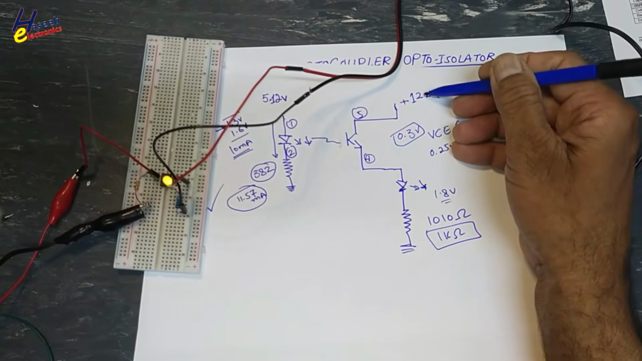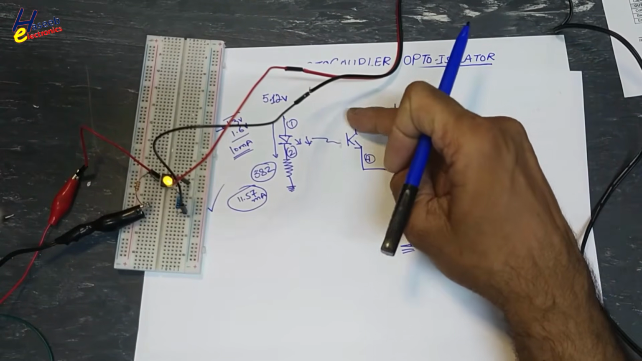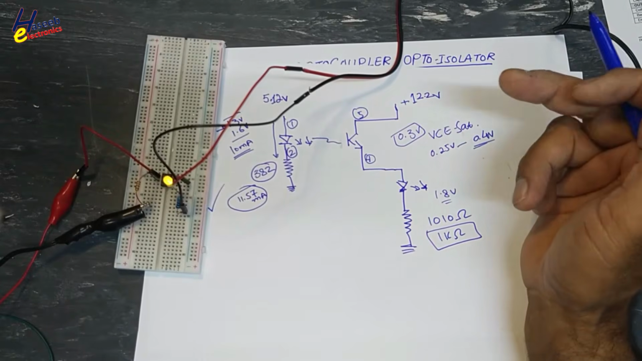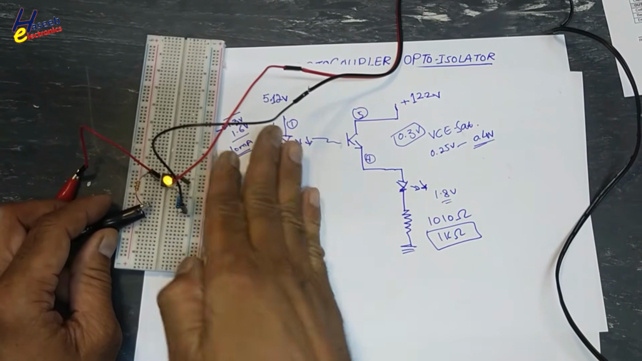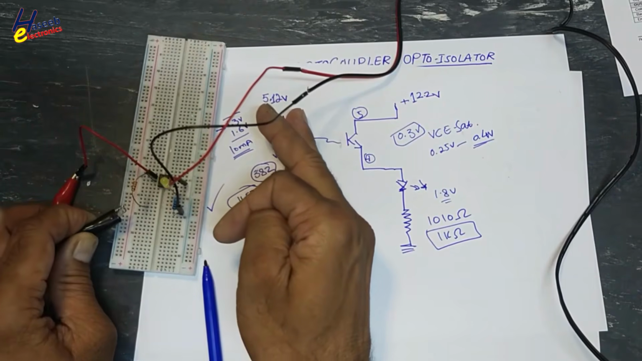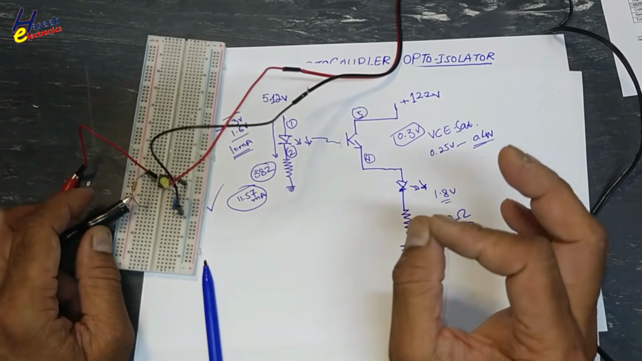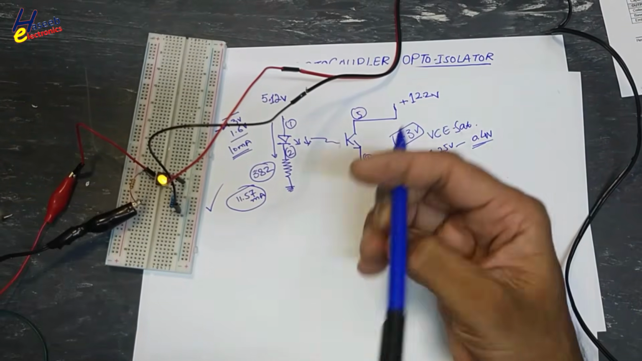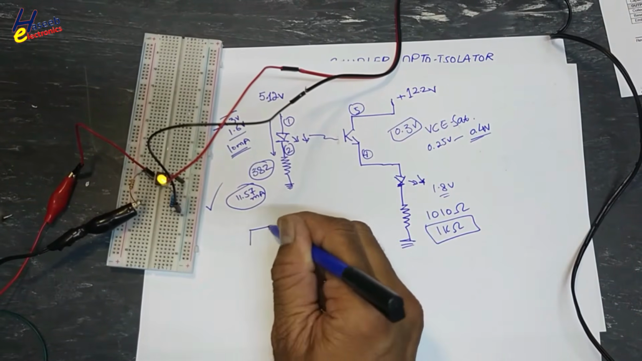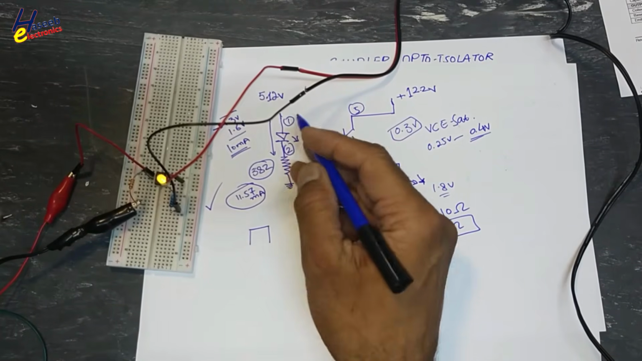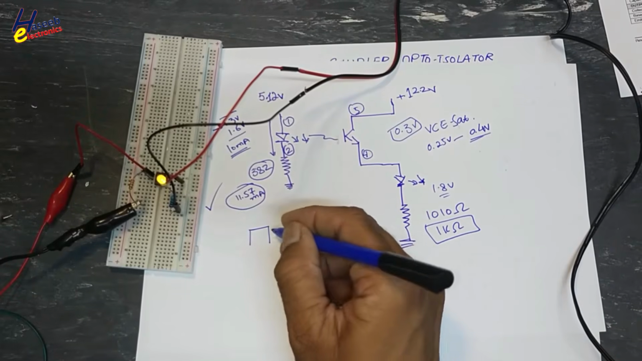We provided a power supply in this channel, that is transistor side. LED is powered on. If I remove this side, the second side is disconnected. We can say it is working as a relay. It is switching function. We provided 5 volt to this channel and the output is turned on.